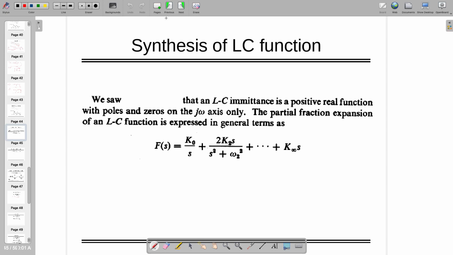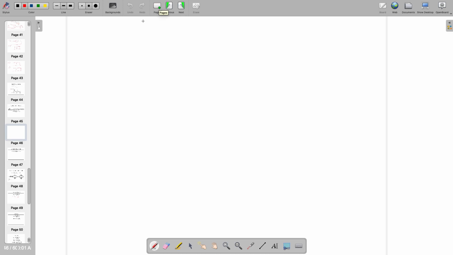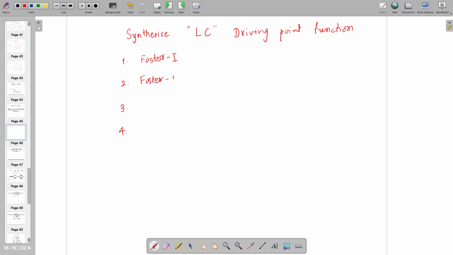Okay, so we talked about how to synthesize an LC driving point impedance function or driving point function. Till last lecture, we didn't get a unique answer. So for getting the unique answer, we got four different methods, which are known as Foster 1, Foster 2, Coir 1, and Coir 2.